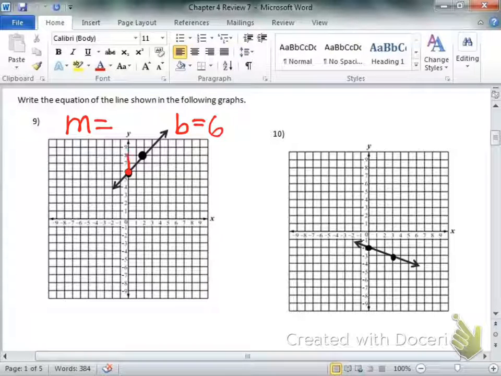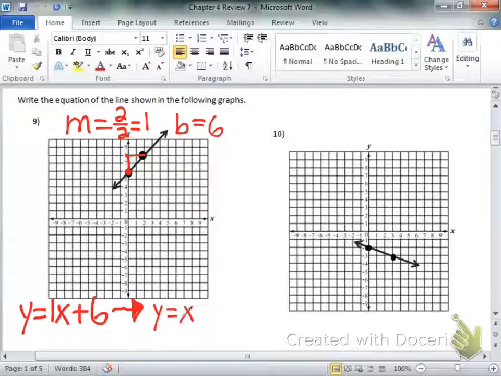So here I rise 2, I run 2. That's 2 over 2, and 2 over 2 simplifies to 1 over 1, or just 1. So when I write this equation, I'll have y equals 1x plus 6. Or on the final, I don't actually put things like 1x, because they're not in simplest form. I'll just have y equals x plus 6. Any questions?